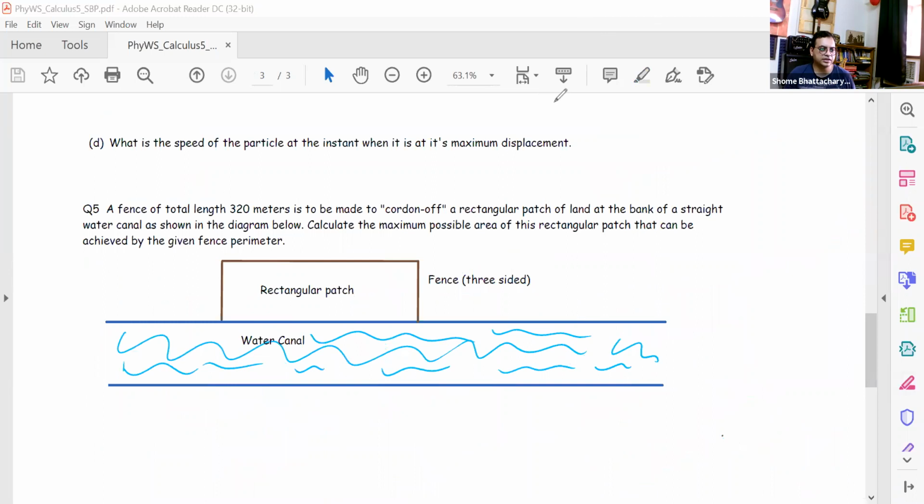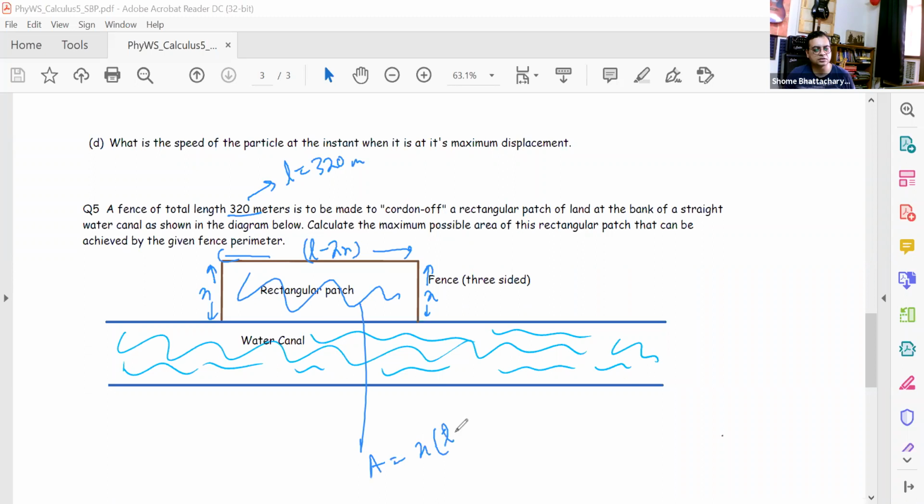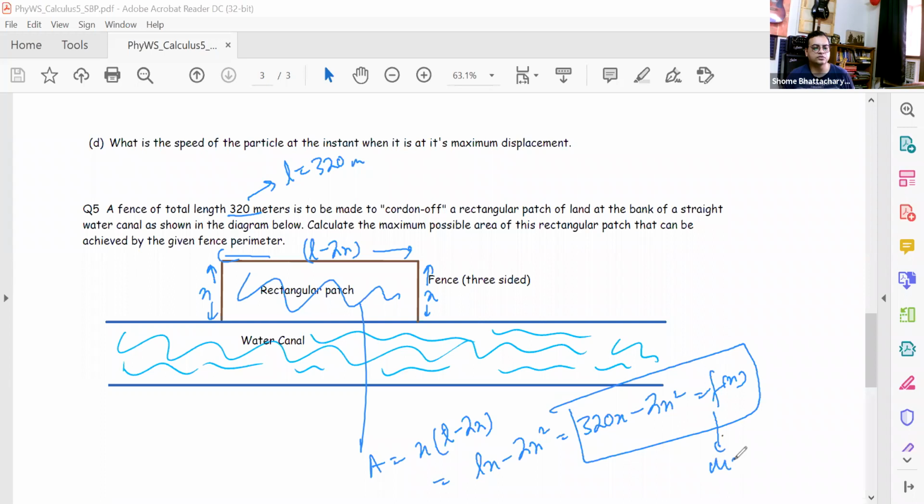For this one, the hint I'll give you is that you take this perimeter as 320. Take this as some variable quantity x. So this quantity becomes L minus 2x. The area that we are bounding here is x into (L minus 2x), or Lx minus 2x square, which is basically 320x minus 2x square. So this is now a function. What you have to do is calculate the maxima of this function.